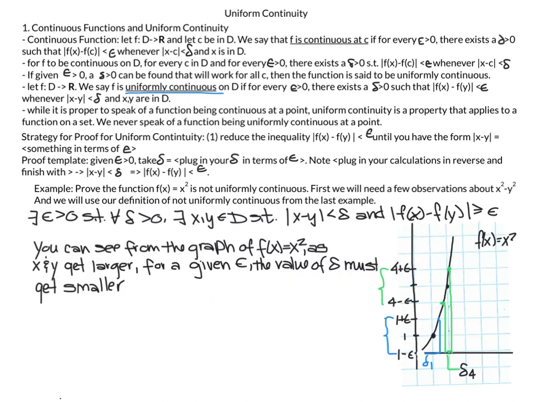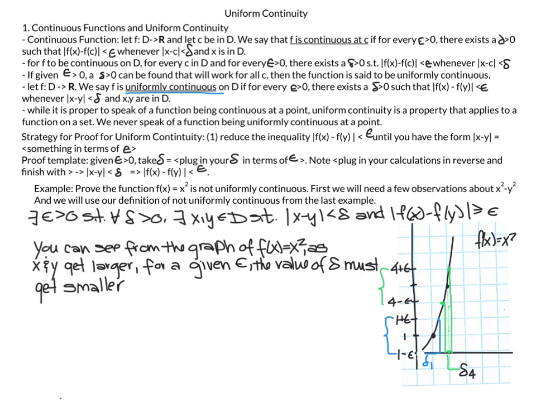We can get some intuition on why f of x equals x squared is not uniformly continuous by doing a graph, and it'll also give us more insight into what it means to be uniformly continuous. So looking at this graph here, I have graphed f of x equals x squared, and I have the point (1, 1), and I have the point (2, 4) over here.